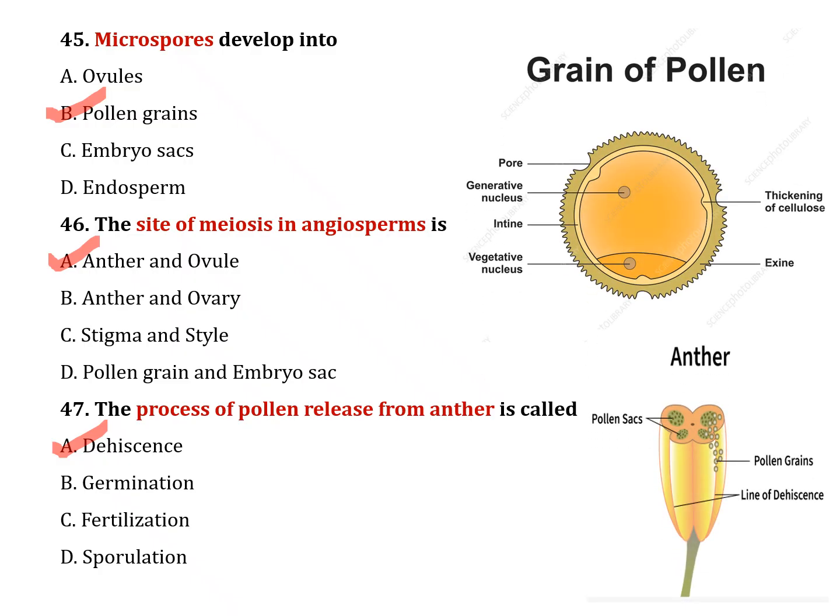This is a pollen grain. The outer wall is called exine and inner wall is called intine. And these are the germpores where the pollen tube germinates. This is the line of dehiscence where the rupture of walls occurs, that is the stomium, and the release of pollen occurs.